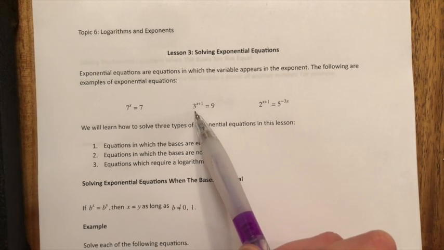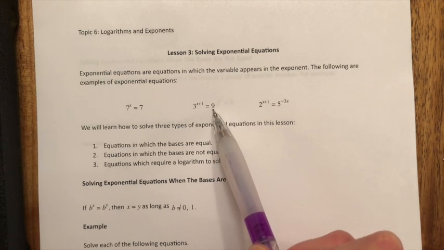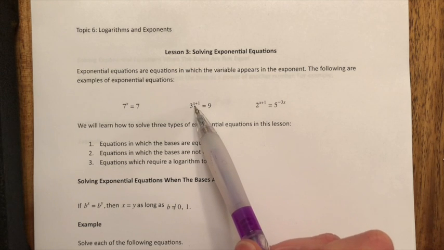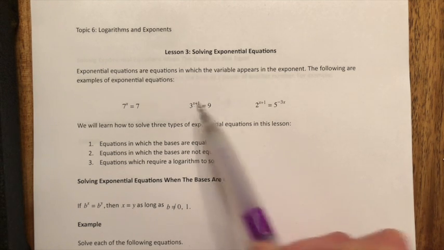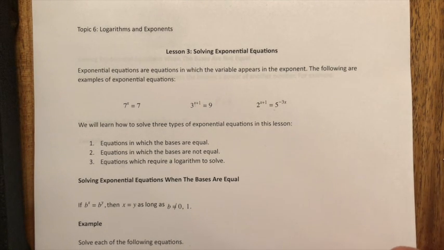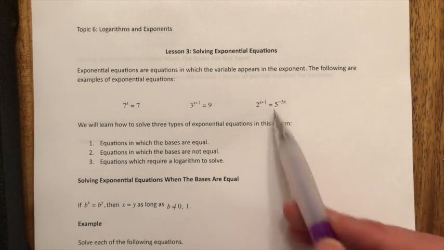This one we've got 3 to the x plus 1 equals 9. Just from common knowledge, we know that 3 squared is equal to 9, so x would have to be equal to 1. This one's a little bit trickier. We can't really solve it by what we would call inspection, just looking at it. But we'll talk about how we can solve this.